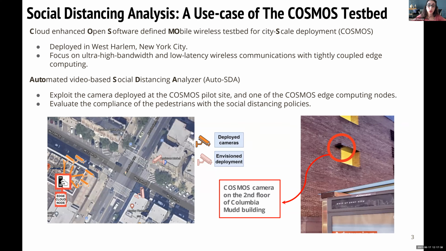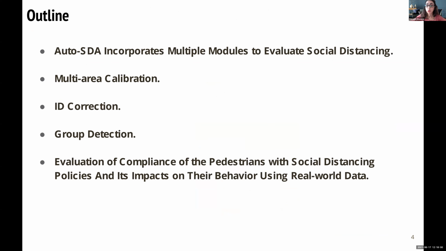We have a camera deployed on the second floor of Columbia's Mudd building, which is looking at the intersection of Amsterdam Avenue and 120th Street. We use the recorded videos from this camera to evaluate how the COVID pandemic has impacted the pedestrians' behavior. First, I will introduce the AutoSDA pipeline and how it transforms an object detector and a tracker into a social distancing analyzer. And then I will describe the designed modules, which are multi-area calibration, ID correction, and group detection. At the end, I will present the result of applying AutoSDA on the recorded videos at the COSMOS pilot site.